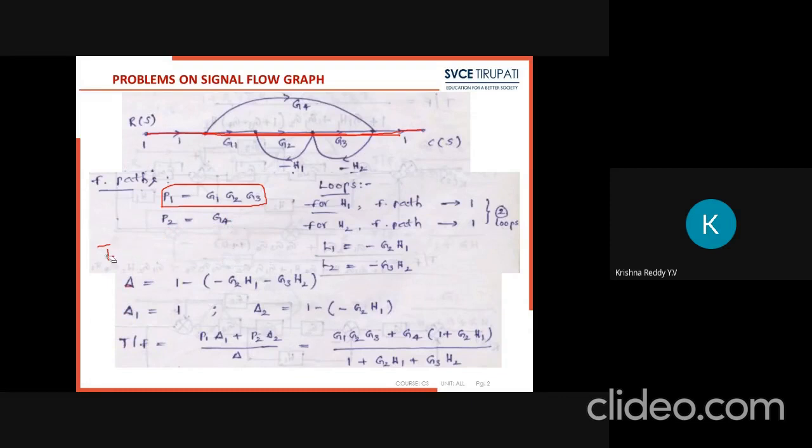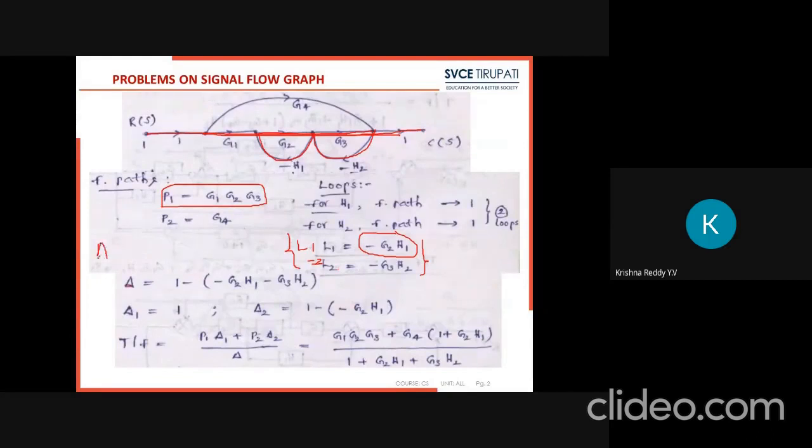Next, we need to calculate delta 1, delta 2 and delta. First of all, calculate the individual loop gains. This is loop 1. It is minus G2H1. Next loop is minus G3H2. Here we have only two loops, L1 and L2.